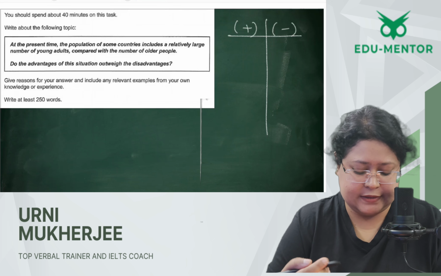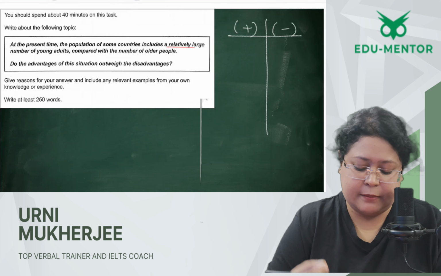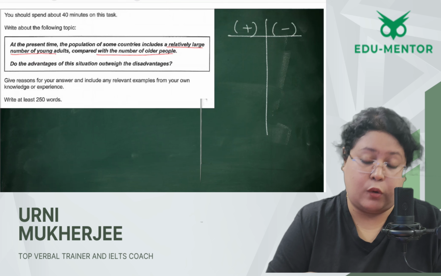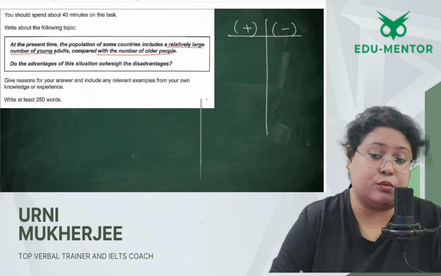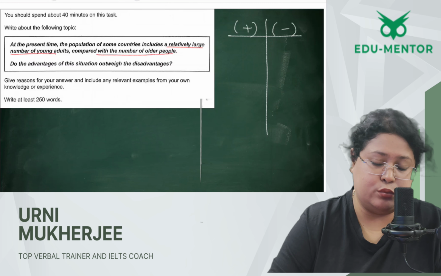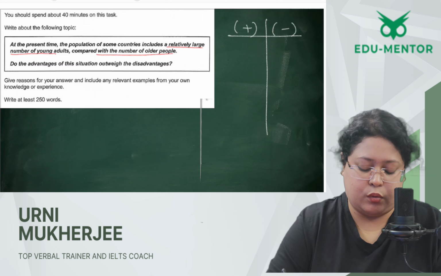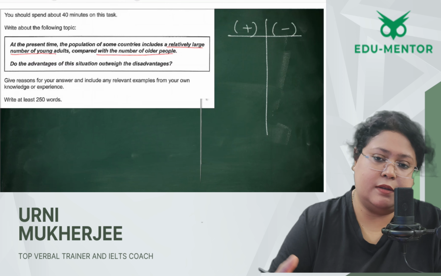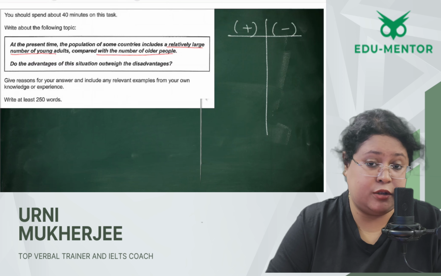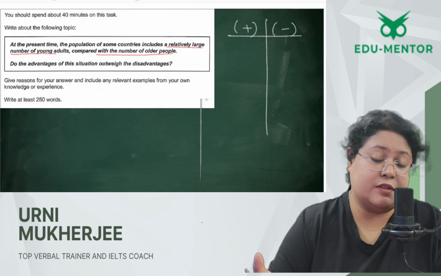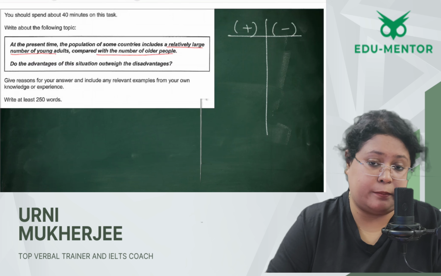Now, what differentiation are we talking about here? It says, at the present time, the population of some countries includes a relatively large number of young adults compared with the number of older people. Now, this is an issue, again, if you've been following current trends, on social media, in the news. You would definitely know about the issues that many countries are facing. Let's say some countries in Europe, maybe Japan in Asia, that you've definitely heard about, who are struggling.